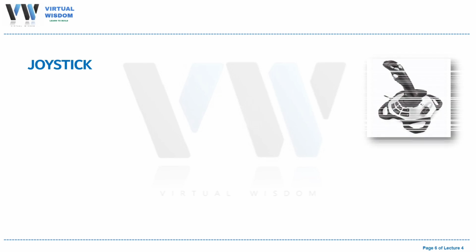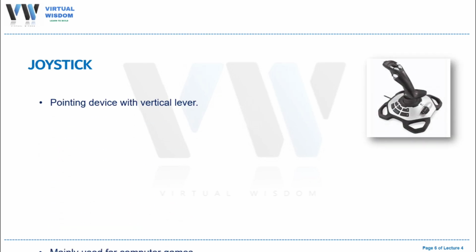Joystick is also an input device. It is also like a mouse which controls the movement of the cursor, but it is with a vertical lever. The lever contains buttons called triggers, which activate certain events when pressed. This input device is mainly used for gaming purposes.